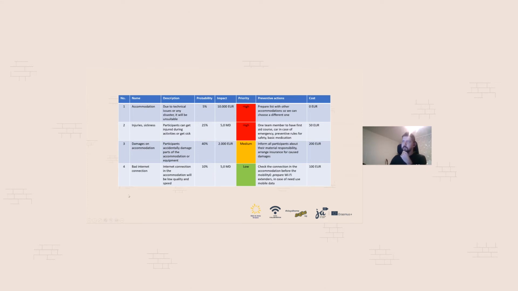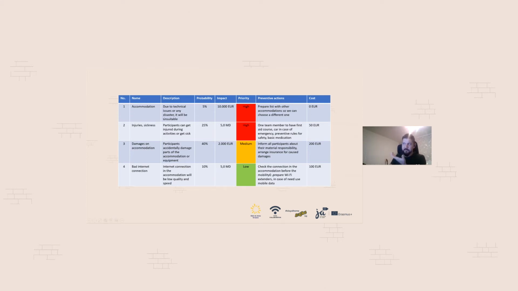So you give it a number of the risk, the name, let's say the name is accommodation problems. And then you have the description: due to technical issues or any disaster, it will be unsuitable. So it's not that the accommodation will cancel the booking, but it's about technical issues, that they won't have water, something will get broken, there will be an earthquake and it will be thrown to the ground or something.